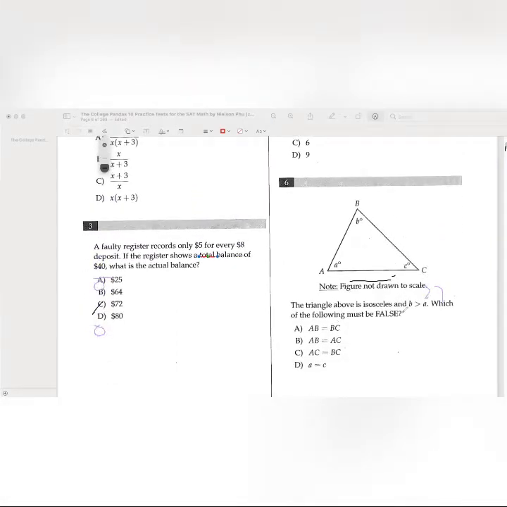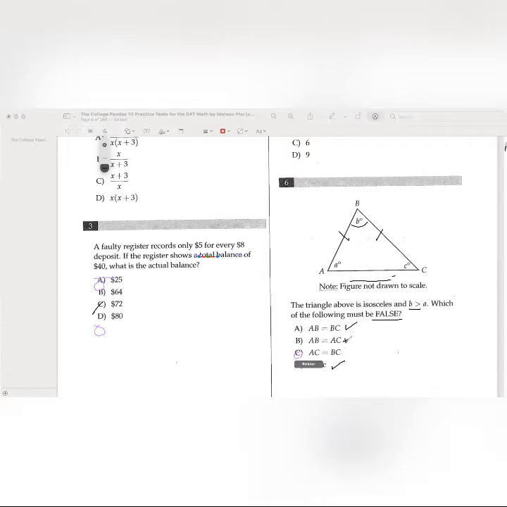Okay. B is greater than A, which is true, or which is false, sorry. Okay. AB equals BC. AB equals AC. AC equals BC. A equals C. Okay, so you could see it's an isosceles triangle. So if this is the greatest, then these two equal each other. So AB equals BC. That's fine. AB equals AC. So the triangle above is isosceles and B is greater than A, so AB equals BC, correct? Yeah. AC, so this is false.